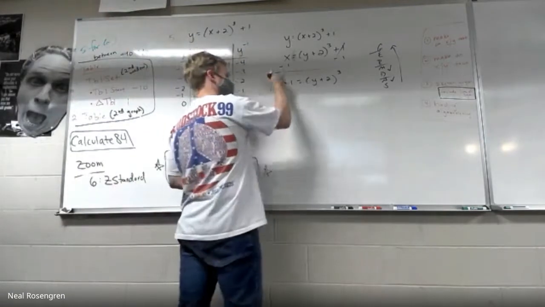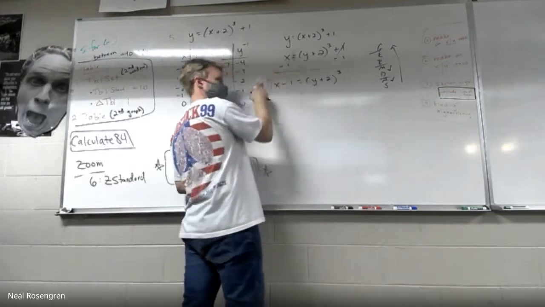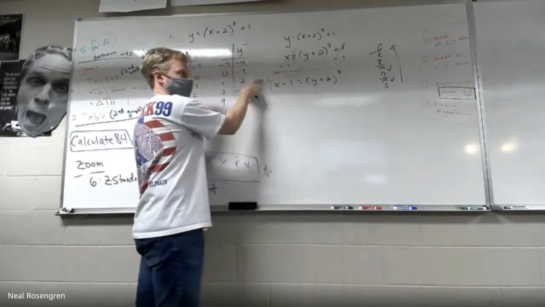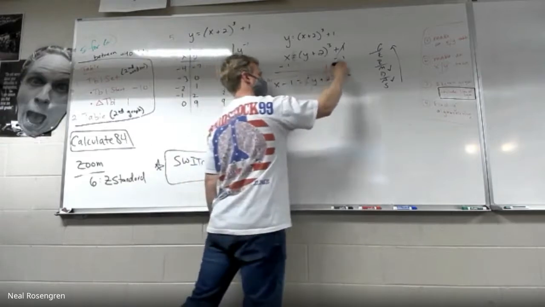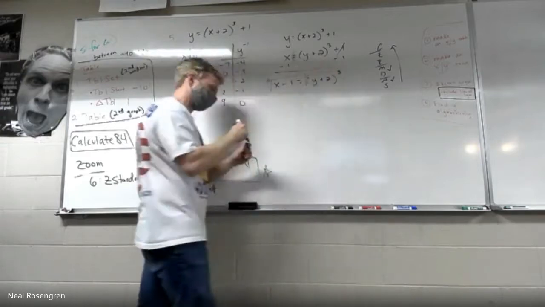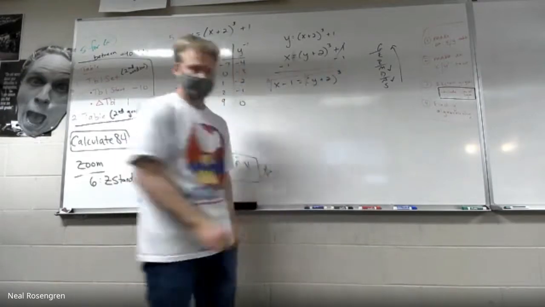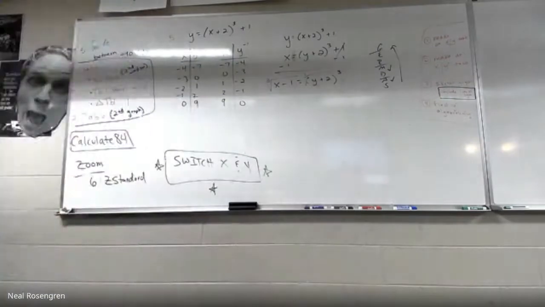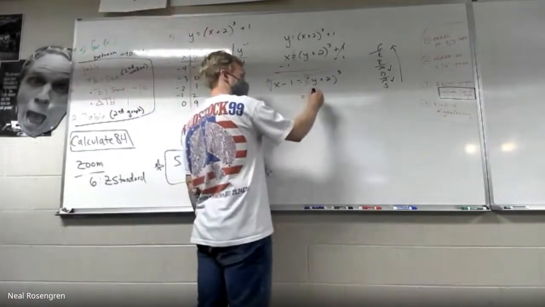I'm going to take the cube root. I put in a little radical, and I'm going to put a little 3 in that little nook right there for cube root. And just like a square and a square root cancel each other out, a cube and a cube root cancel each other out, and that's the whole point.